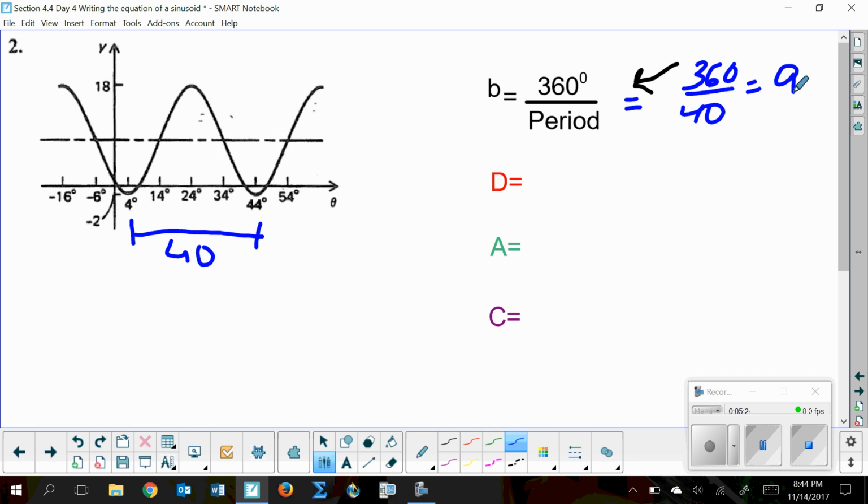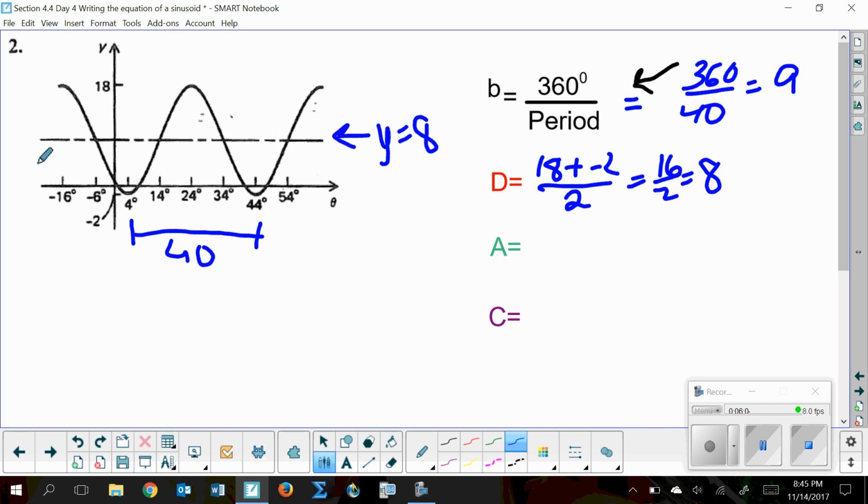Our D is our midline. Sometimes it's given to us really easily, but in this graph it's not. So to find the midline, you can do the max plus the min and divide it by 2. It looks like the max is 18. The minimum is -2, and you divide by 2. 18 minus 2 is 16, and 16 divided by 2 is 8. So your midline is at 8, and that's what it looks like here. This right here is the line y equals 8.